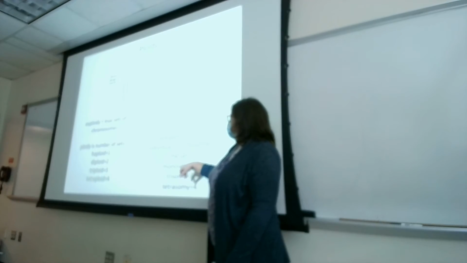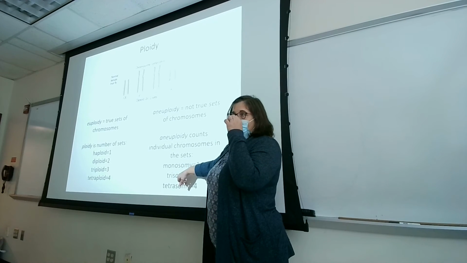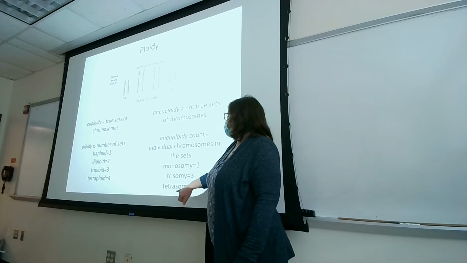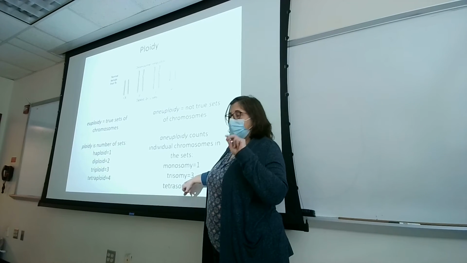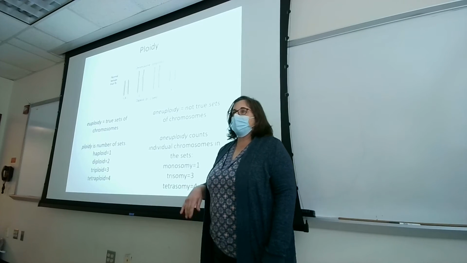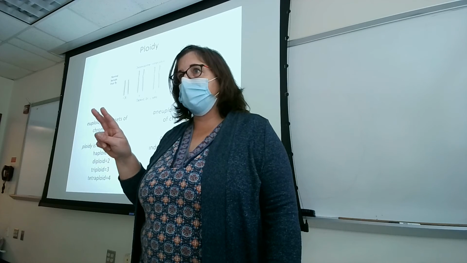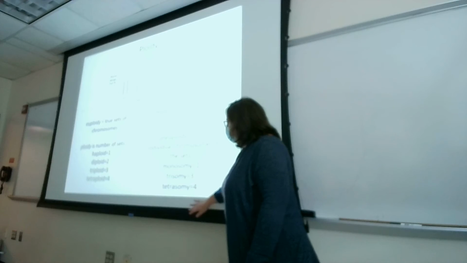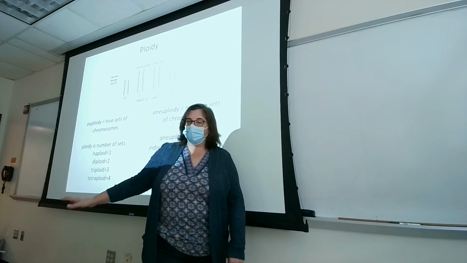So in your set you have either a monosomy, which means you only have 1 chromosome in your pair if you're supposed to be diploid. Trisomy means you have 3 chromosomes when you're supposed to be diploid. And tetrasomy means you have 4 chromosomes when you're supposed to be diploid, right? 4 instead of 2. And that refers to individual chromosome counts. This would be individual chromosome counts. This would be counts of sets of chromosomes.